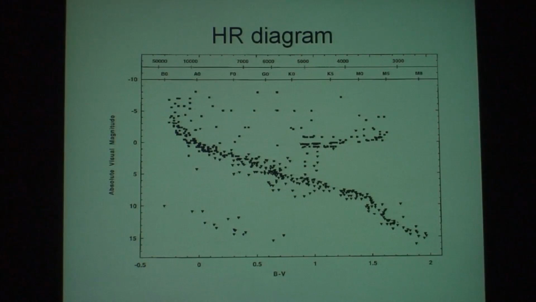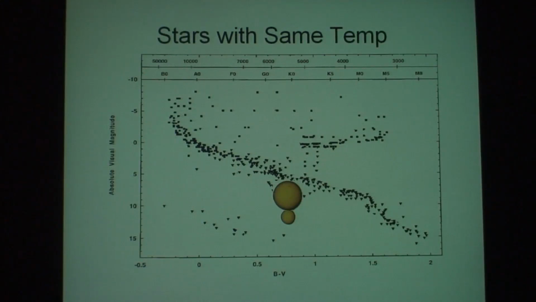So, what's the implication of position on this diagram? Well, if we have two stars with the same temperature, they must have the same color. So one must be above the other in the graph. So here we have two stars, one right above the other, so they have the same surface temperature, but one is twice as big in diameter as the other. That means it presents 4 times as much surface area, and so it's going to be 4 times as bright.